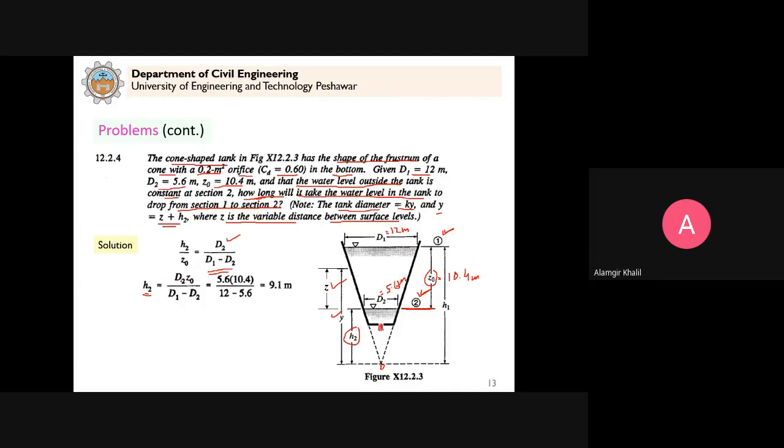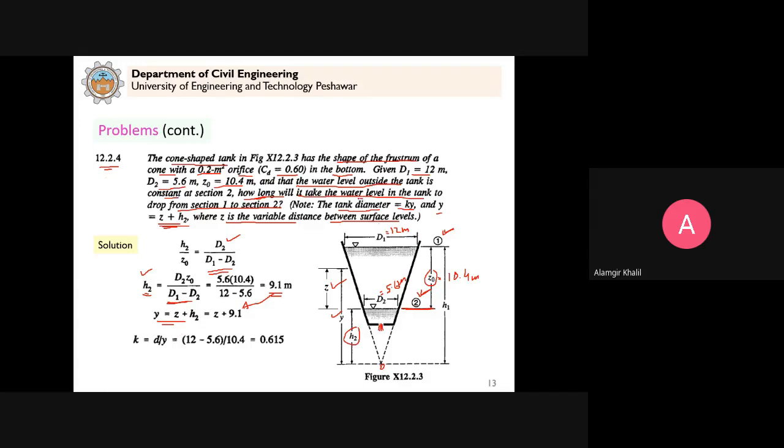So from here, h2 is equal to d2 into z naught divided by d1 minus d2. So h2 is equal to 9.1 meter, because all these things are given. So now h2 is known. Z is variable, clear? We are already given in the question that y is equal to z plus h2. This is given in the problem statement. This is the problem from the textbook. So you can see that y is equal to z plus h2, as in this diagram. Now h2 is 9.1 meter, so that comes here: z plus 9.1 meter.